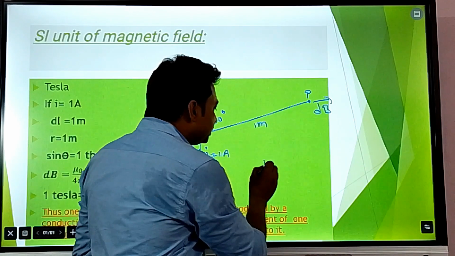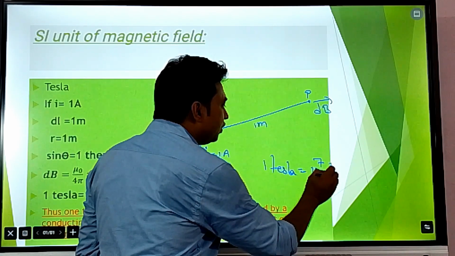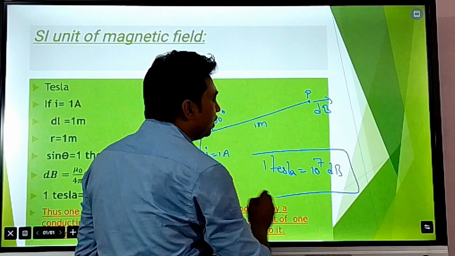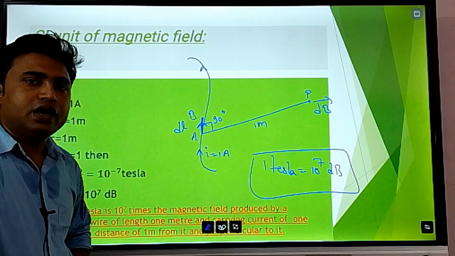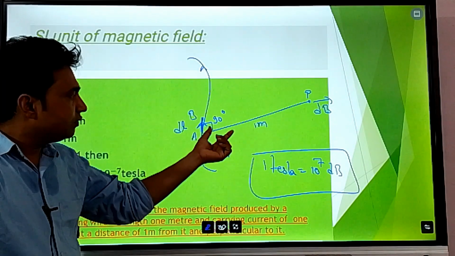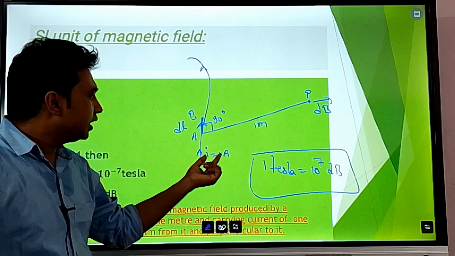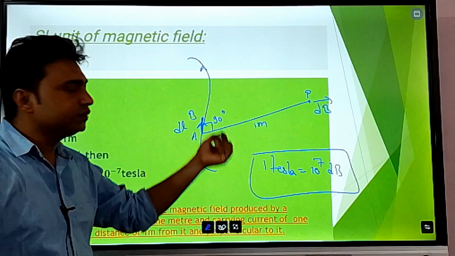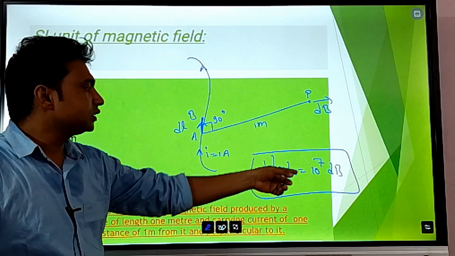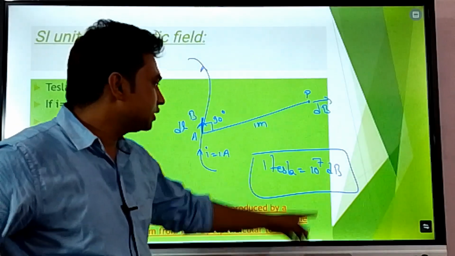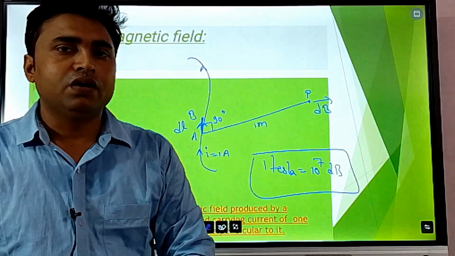Then 1 Tesla equals 10 to power 7 of dB. Okay, are you getting it? It means we have to take everything as a unit value. At a distance of 1 meter, current carrying is 1 ampere, and the value of the angle is 90 degree. Then in that case we are getting this relation that 1 Tesla equals 10 to power 7 dB, and this dB can be found out with the help of the Biot-Savart law. Okay.